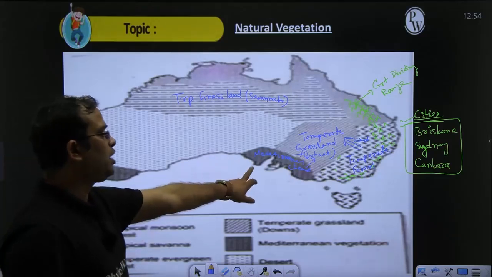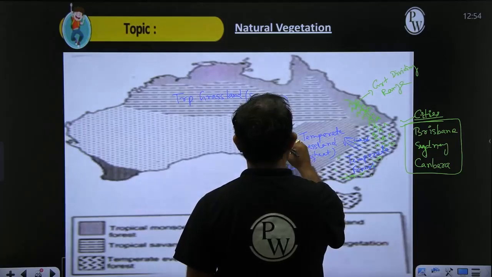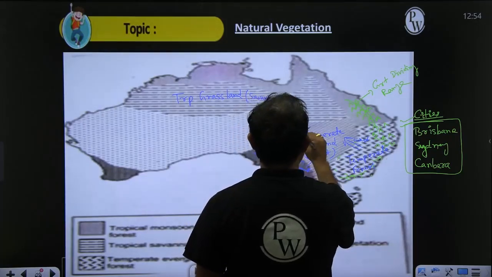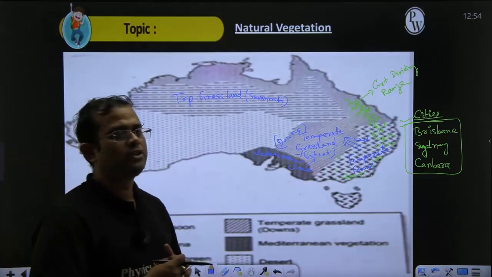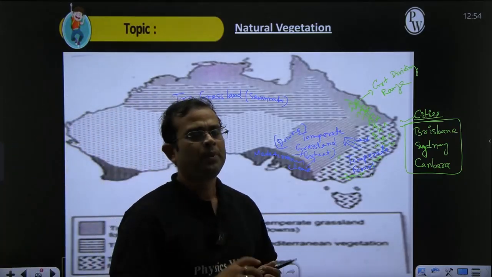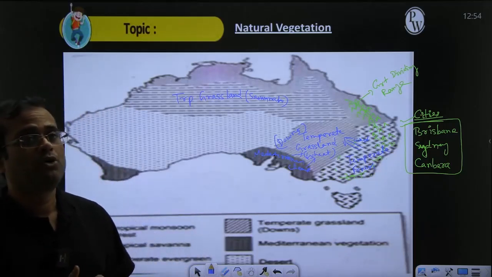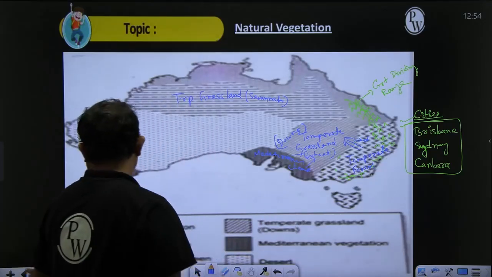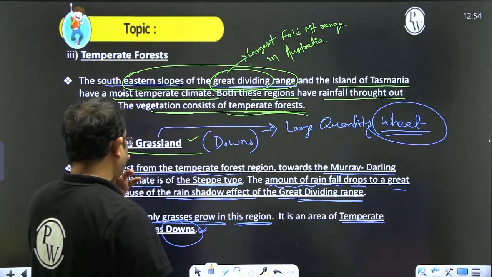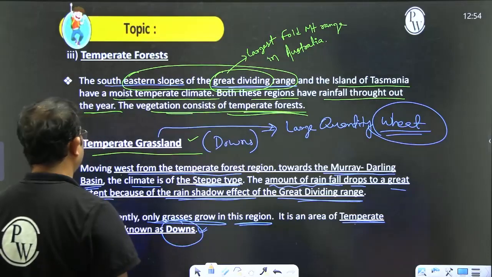This grassland, particularly the temperate grassland, you can say Downs. That is a very nutritious grass, generally fed particularly to cows, buffaloes and sheep. So consequently only grasses grow in this region. It is an area of temperate grassland known as your Downs.